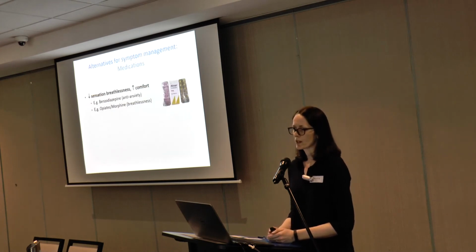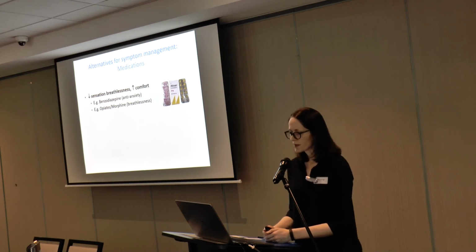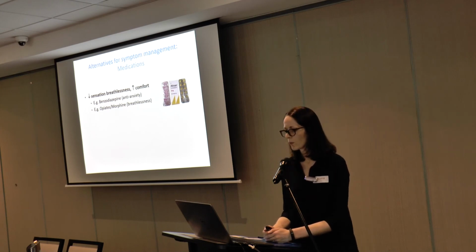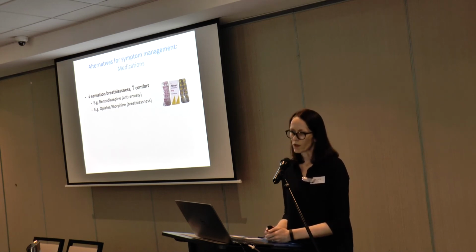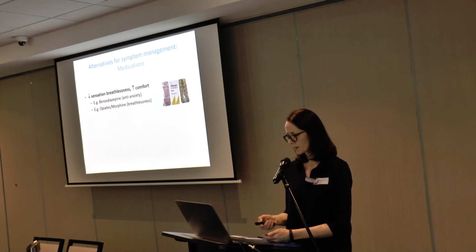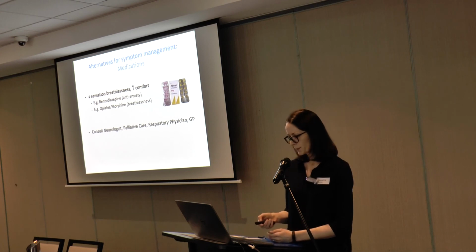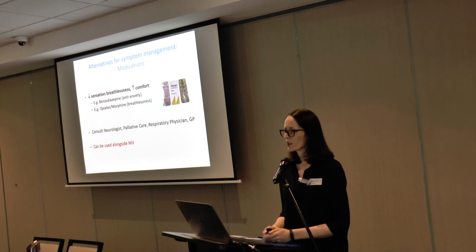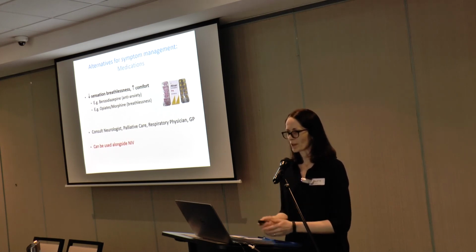The alternatives for managing symptoms: breathlessness tends to be a key symptom that people describe with respiratory muscle weakness. There are some medications that can help, for example, benzodiazepine medications or anti-anxiety medications. And the opiates or morphine-based drugs are very good at helping to alleviate breathlessness. These can be prescribed through the consultant neurologist, palliative care physician, respiratory physician, GP. And importantly, they can be used alongside NIV. So it's not an either or. Sometimes I think and can work quite well.